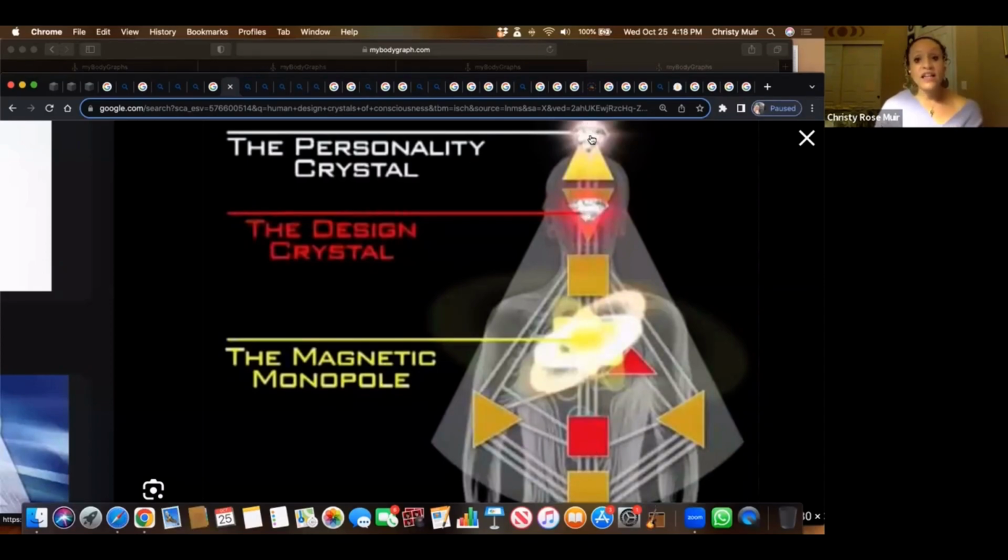And the personality crystal comes into the body at 6 months. It stays there for 3 months until the moment of birth, when it is then imprinted with the neutrino stream at the time of birth.